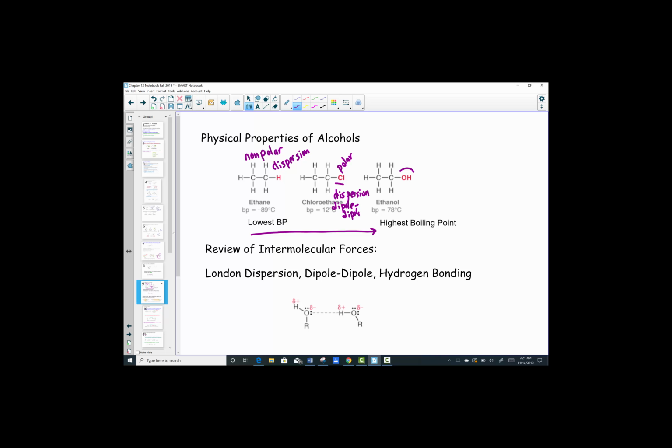And finally, when we introduce the alcohol functional group, we meet the criteria for dispersion. All molecules will have dispersion forces. It is also a polar molecule, so we have dipole-dipole.